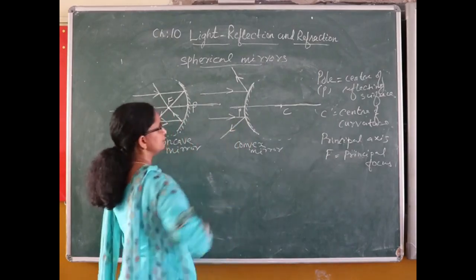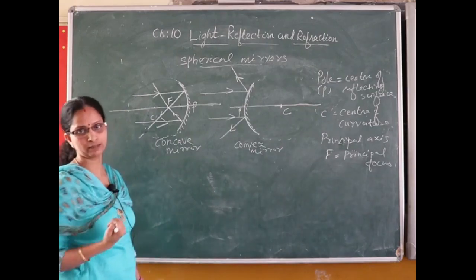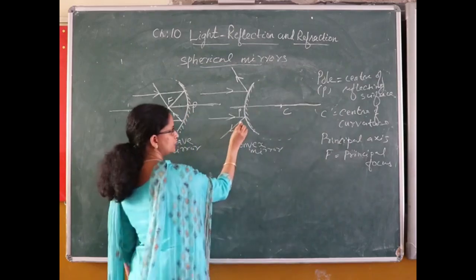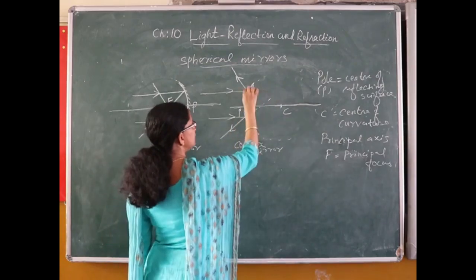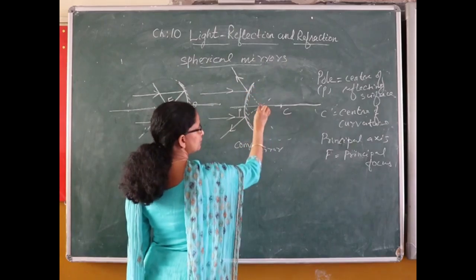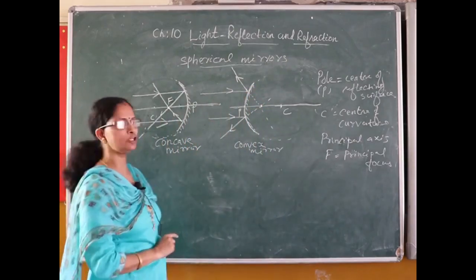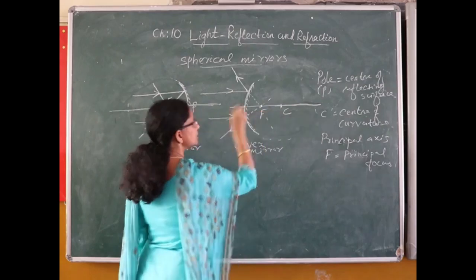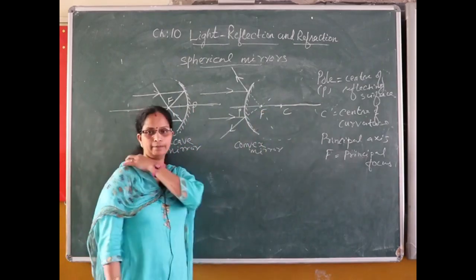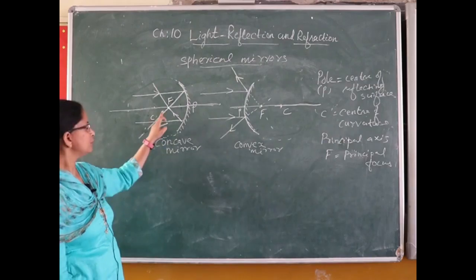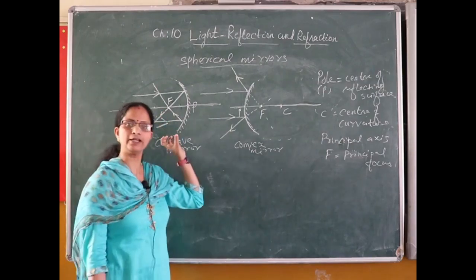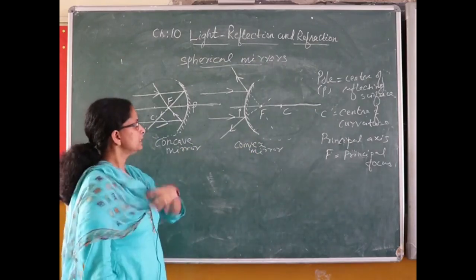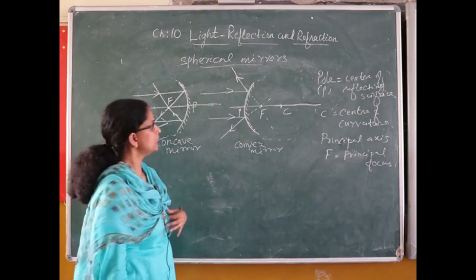Here the light rays reflected back diverge away. If we extend these reflected rays back, we can see that they appear to come from a common point. They are not actually meeting, they appear to come from a common point on the principal axis. That is known as the principal focus for a convex mirror. So in a concave mirror, the principal focus is the point where the light rays actually meet after reflection, whereas in a convex mirror, the principal focus is the point where the rays of light appear to meet.